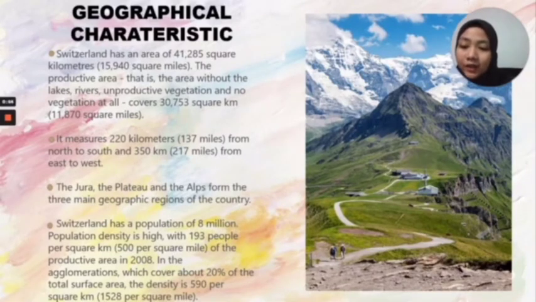The Plateau and the Alps form the three main geographic regions of the country. Switzerland has a population of 8 million. Population density is high, with 193 people per square kilometer of the productive area in 2008. In the agglomerations, which cover about 20% of the total surface area, the density is 519 per square kilometer.